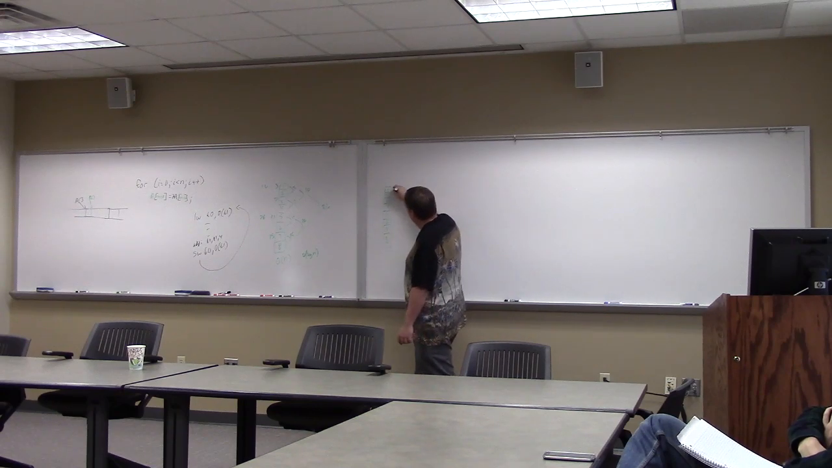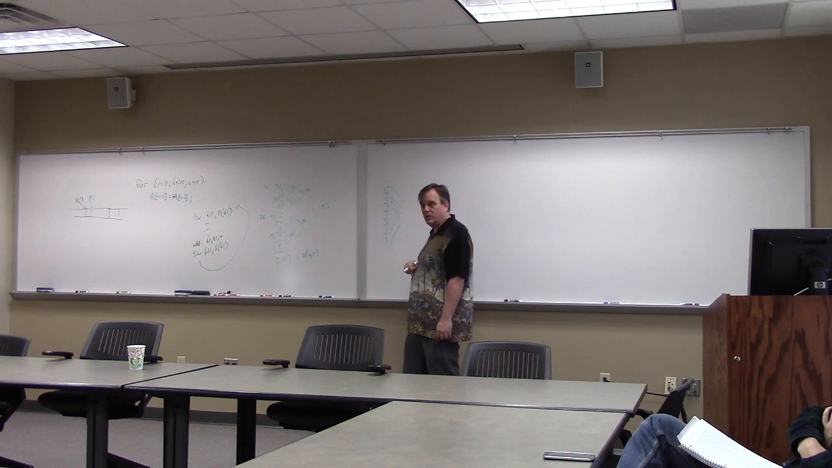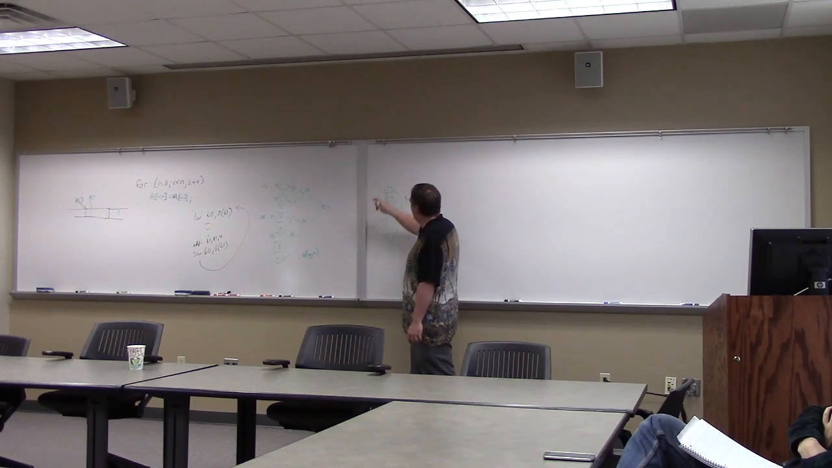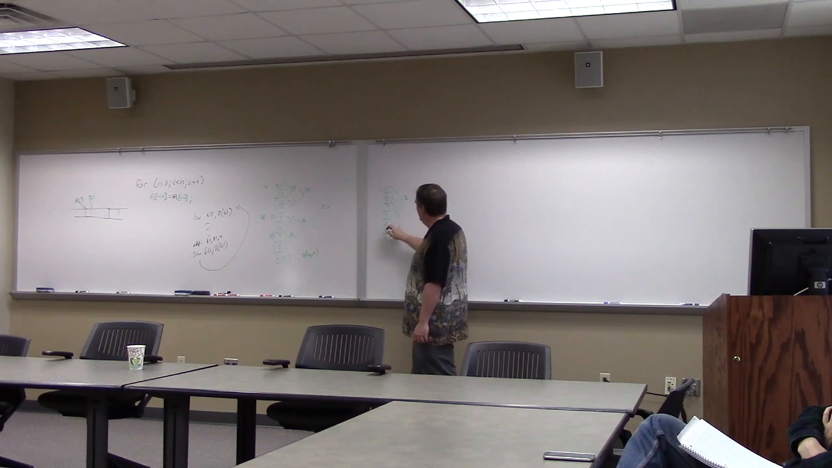What if I did 1 and 5, 2 and 6, 3 and 7, 4 and 8? So I got 4 of them. I can store in the first location. So I've got 1 plus 5 gives me my 6, and I can store it right there. And I've got my 2 and 6, and I can store my 8. And I got my 3 and 7, I can get my 10, I can store it there, and I can do my 4 and 8, and I got my 12, and I store it there.